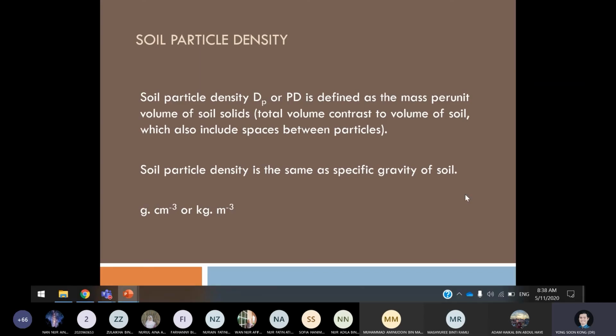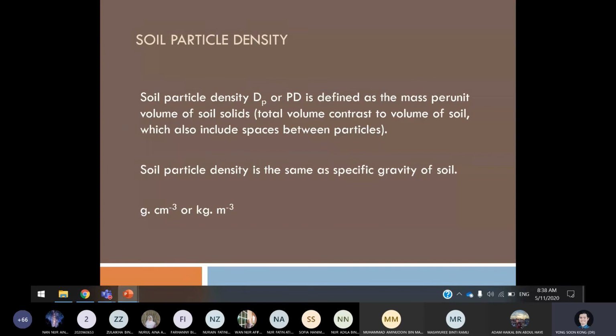When we talk about density, there are two types of soil density that we're going to talk about. One is particle density, the other one is bulk density. Okay, I'm going to start with the particle density first.